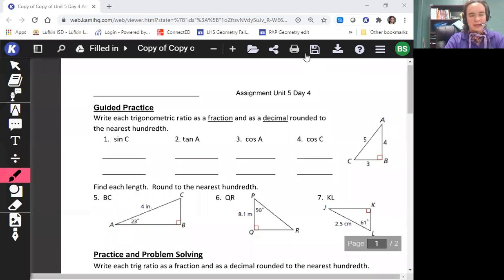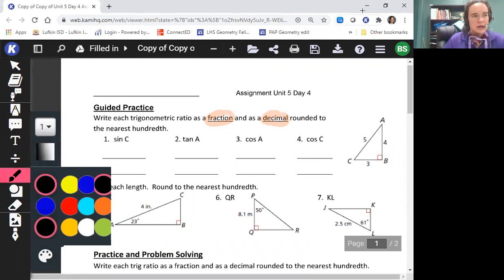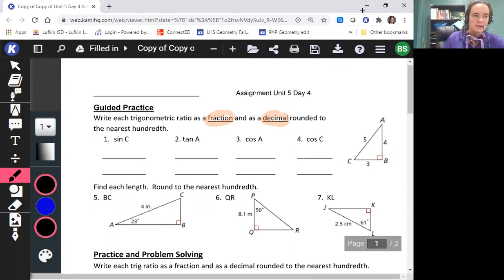Now on to the guided practice for trigonometric ratios. So remember that we need to label our triangle first every time: the hypotenuse, and then determining which angle we're looking from, the opposite and adjacent. Our first four, we are writing each trigonometric ratio as a fraction and a decimal rounded to the nearest hundredth. So remember that when we are looking for a fraction and a decimal, you are literally only typing that fraction into your calculator. You are not typing in sine, cosine, or tangent.